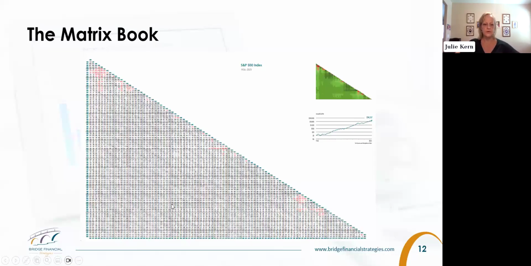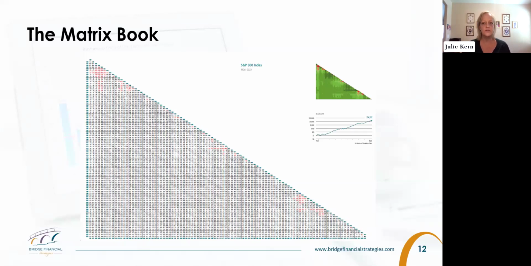All right, so I know these are all numbers, and I know that you definitely cannot read any of those. I can't even read them. But the purpose of this page is just to show you, this is one page out of the Dimensional Funds Matrix book.